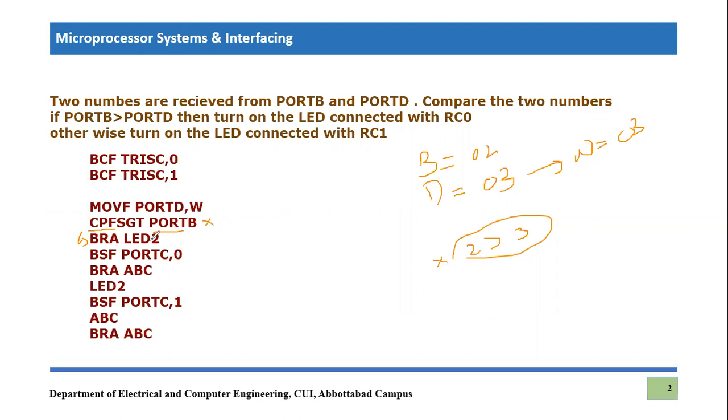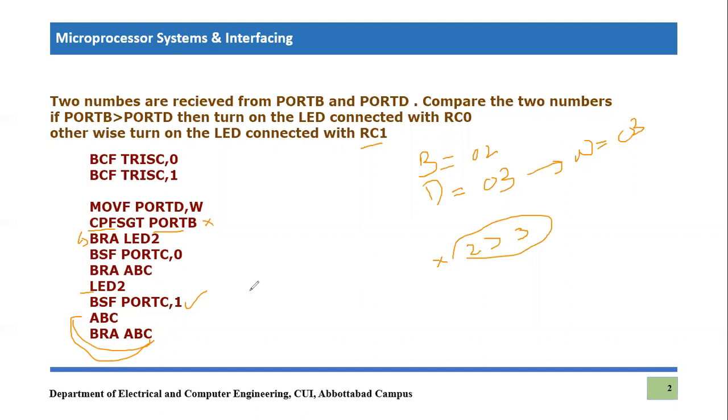So we will jump to the led2 label, and the led2 label is here, so we will come here. Then we do BSF PORTC comma 1, which is this LED. So we are turning on the LED connected with RC1, which is the actual case. And then we go to the label abc, where we have written the instruction branch to abc. So we will be looping back to this code, creating an infinite loop. This program will not go anywhere else and will stop here, right?